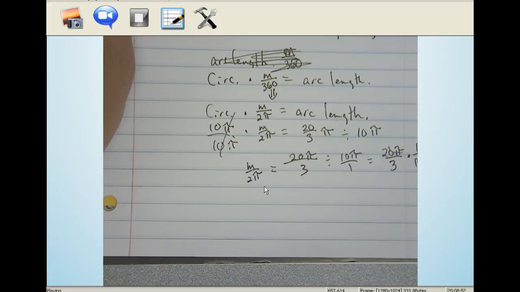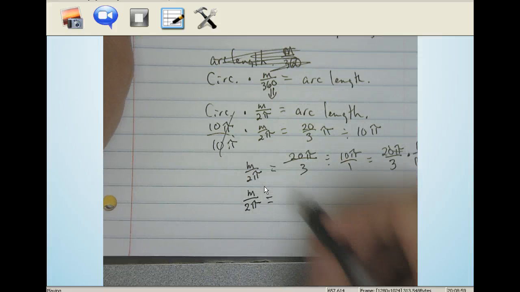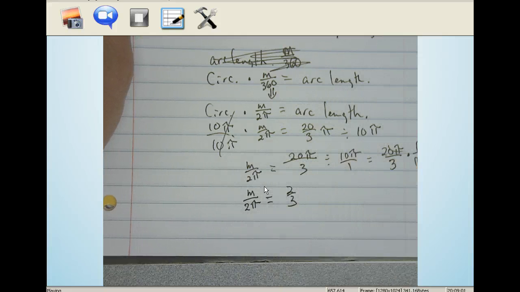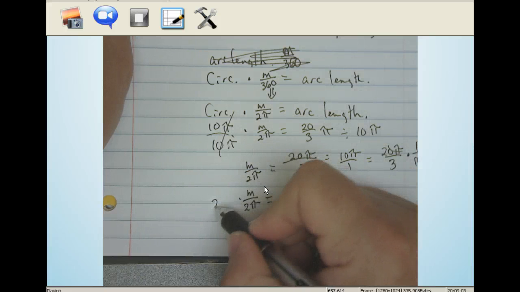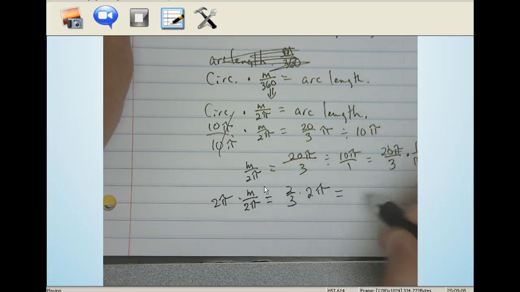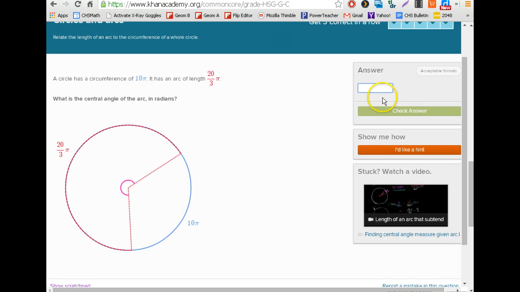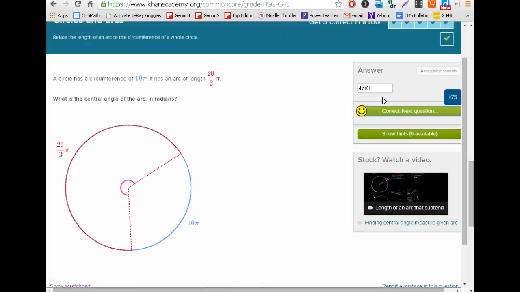So we have m over 2 pi is equal to 2/3, and we're going to multiply both sides by 2 pi, and I'm going to get 2 times 2 is 4 pi over 3. So that'd be my answer. Let's go back in there and put in 4 pi over 3. Okay?